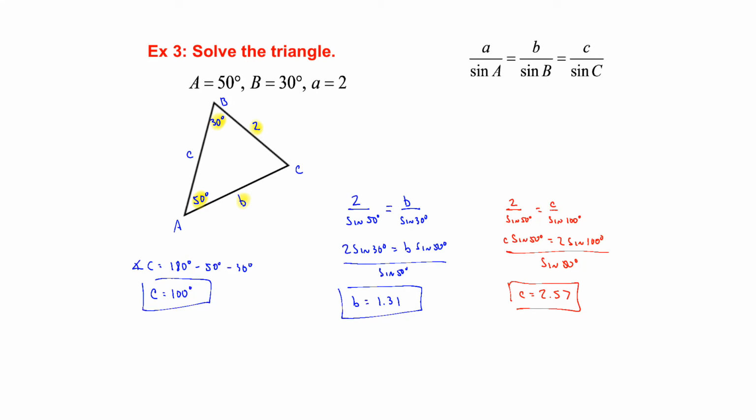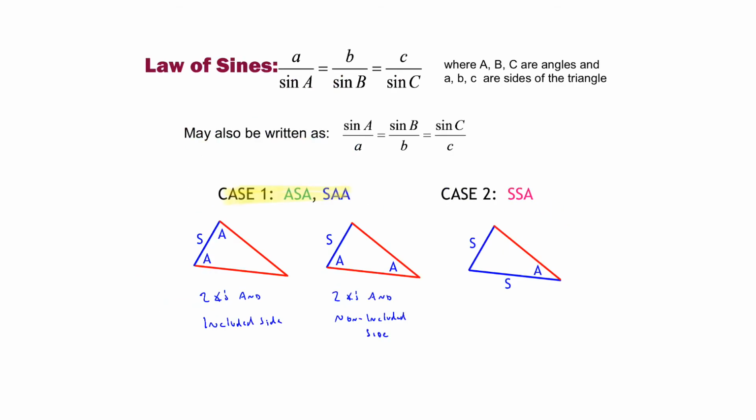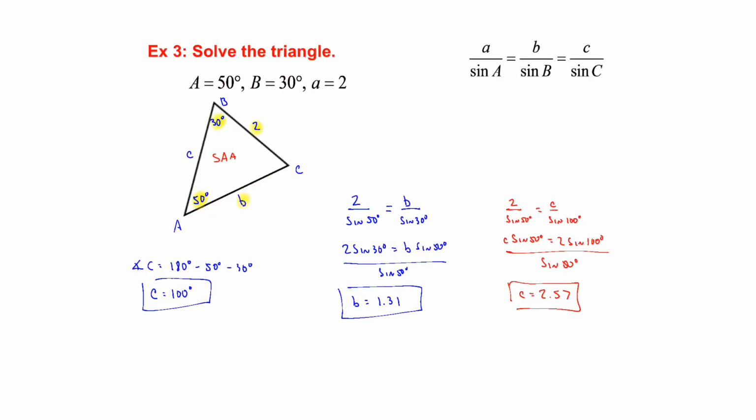And one last thing, I forgot to label the triangle. It doesn't really matter in terms of our answers, but in terms of our type of triangle, this was side, angle, angle. So the side was not included. That matches back with what we did here, side, angle, angle.